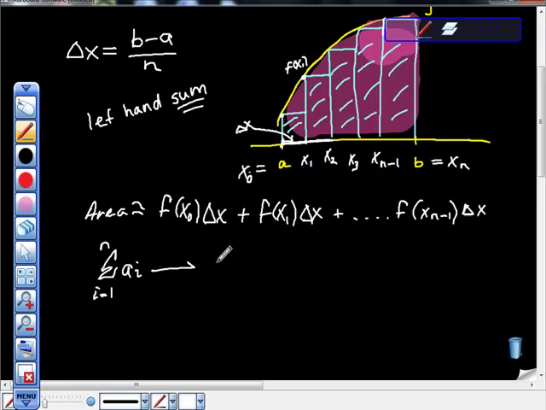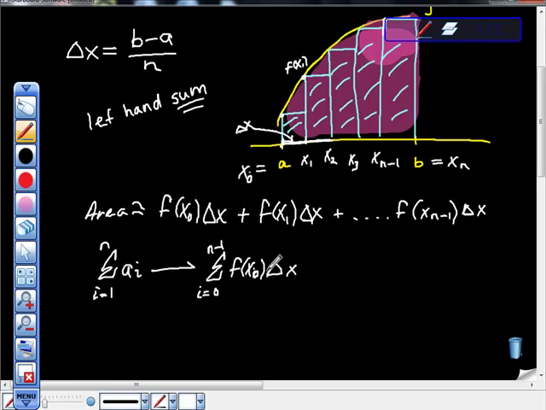And what we have, actually, is the summation of f of x sub i times change in x. But in this case, it's a left-hand sum, so i goes from 0 to n minus 1. All this says is this: it's the exact representation of this. All right? So I think this is okay.